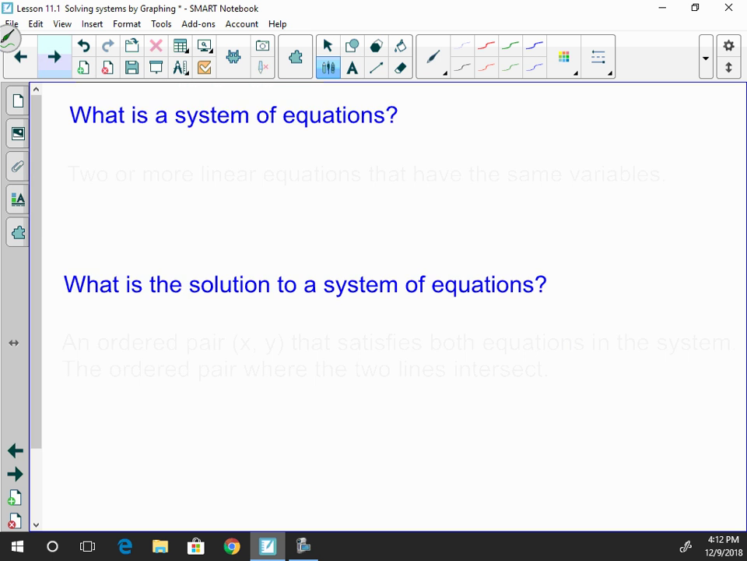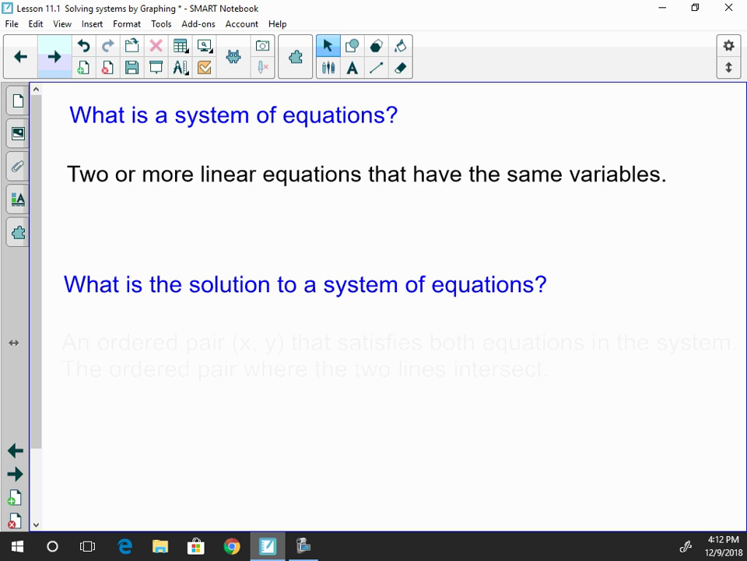All right, so first of all, let's talk about this. I know this is already spelled out for you on your sheet, but let's talk about what a system of equations is. A system of equations is 2 or more linear equations that have the same variables. So they have to have the same variables, and those 2 variables will be x and y usually, but it can be t and w. It doesn't make a difference.